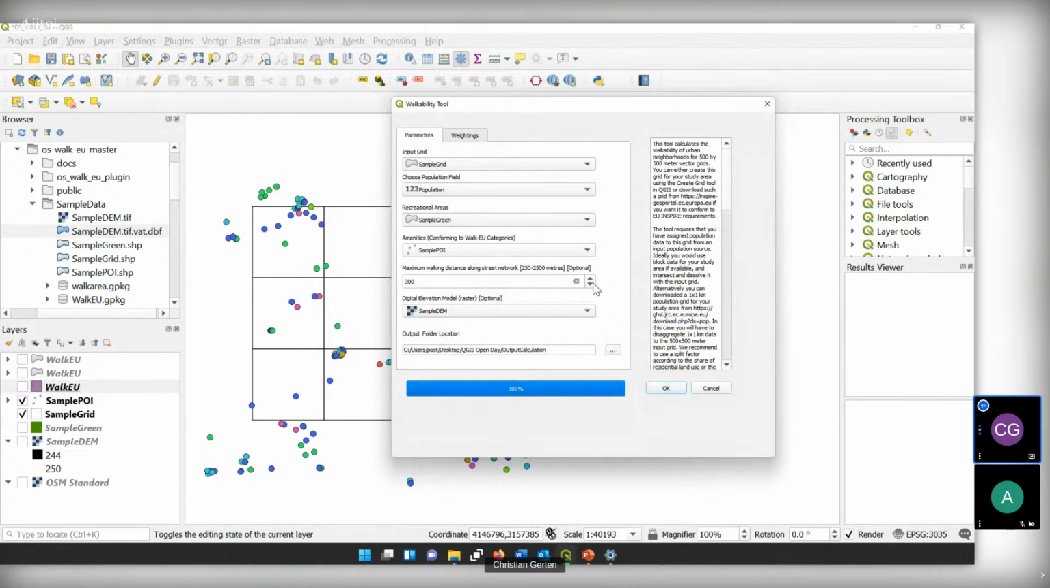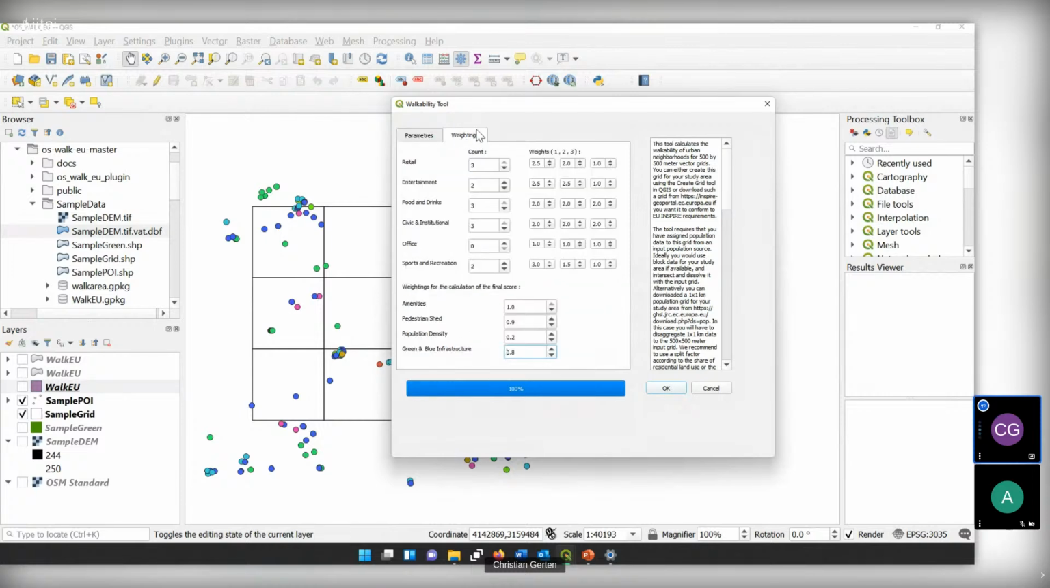Okay, the sample POIs. Here you can set the maximum walking distance. Here we said the maximum is 2.5 kilometers at the moment, and the minimum is 250 meters. And also the digital elevation model to calculate the slope. It's optional for us, but we can leave it in here. Now we can refine our analysis by setting the variety and the weighting of the infrastructures.